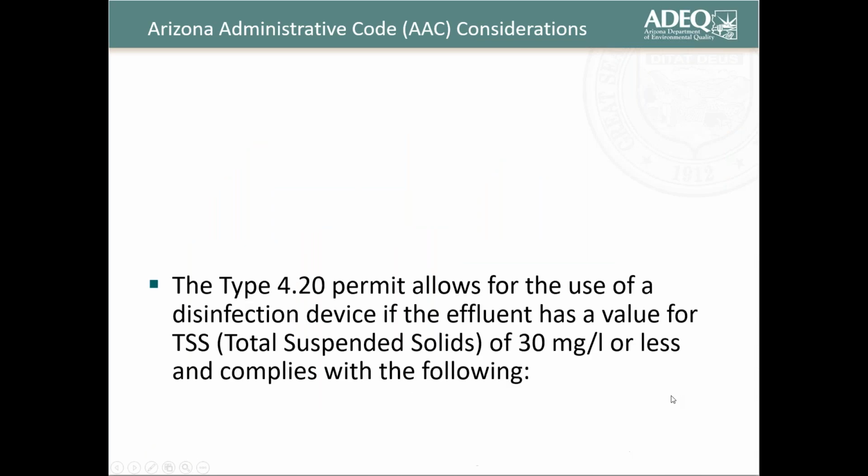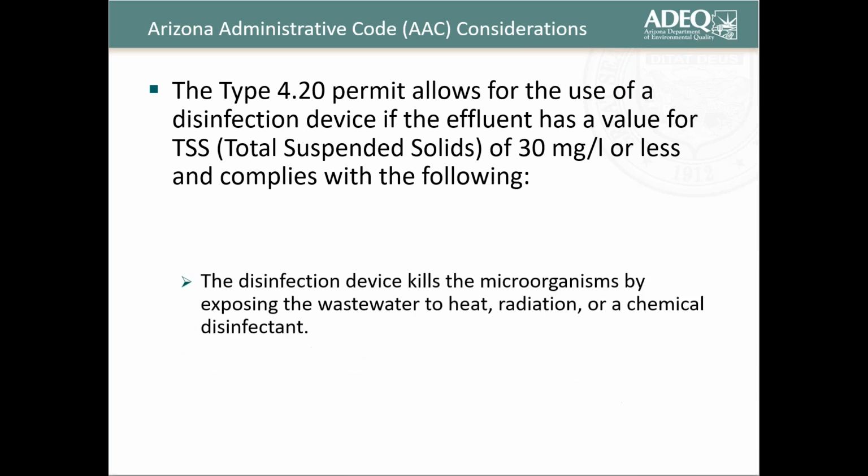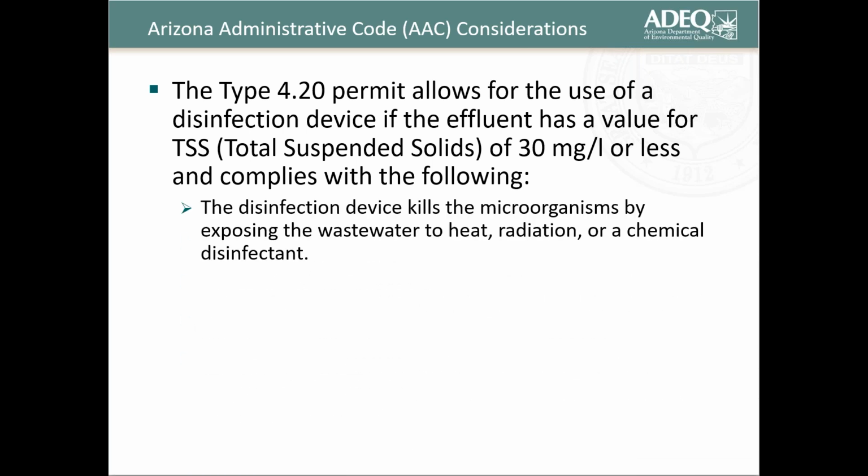So the type 4.20 permit allows for the use of a disinfection device if the effluent has a value for total suspended solids of 30 milligrams per liter or less, and complies with the following. First, I want you to stop and take note of the fact you can only use disinfection with better quality effluent, namely 30 milligrams per liter or less. And then it needs to comply with the following few things here.